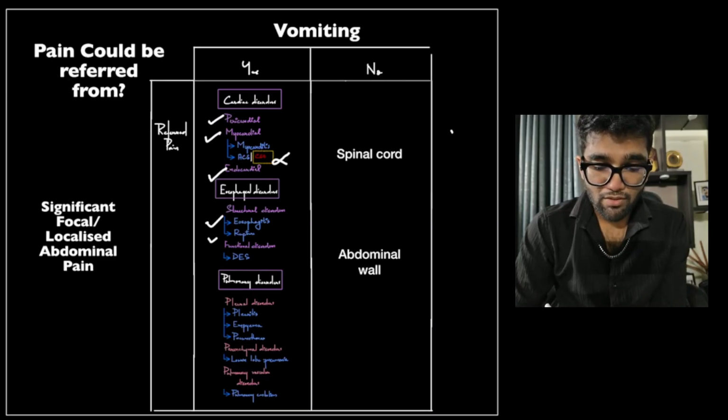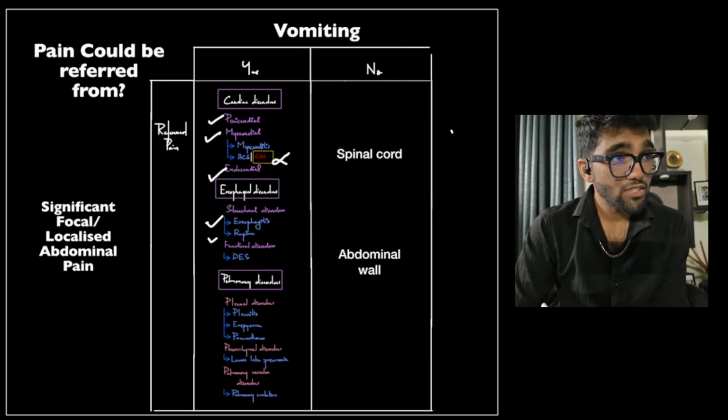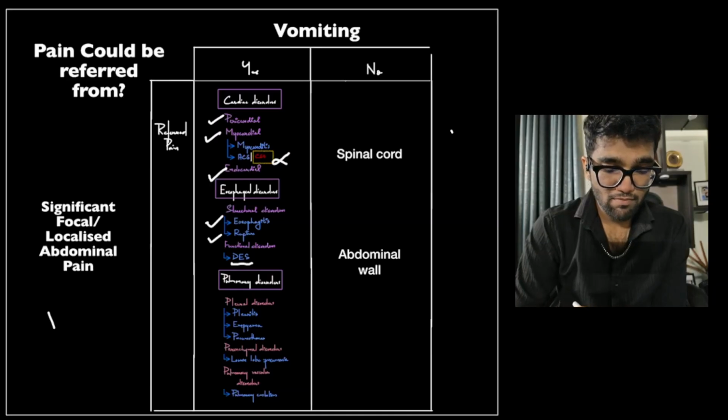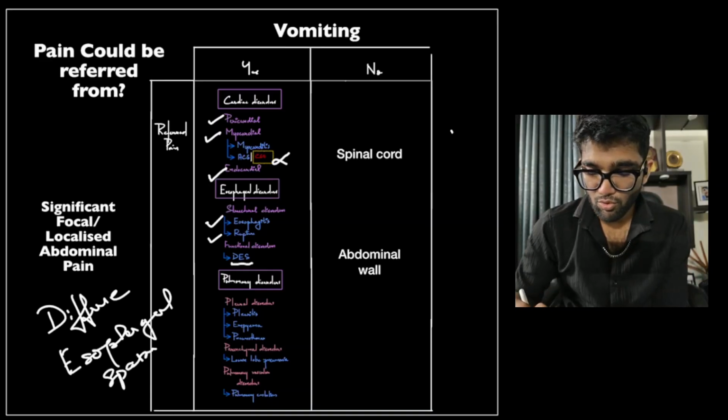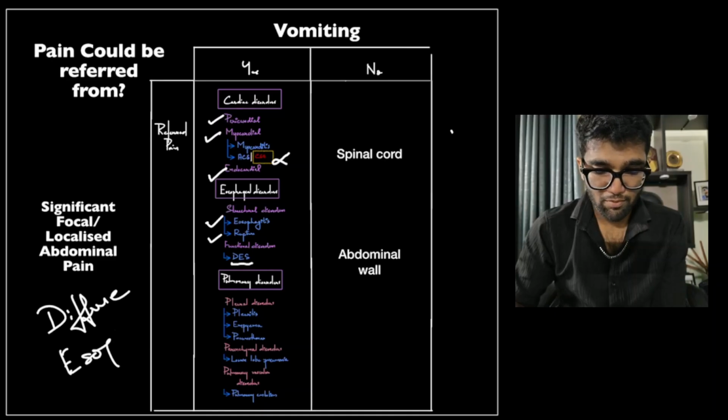Now, they could have functional disorders of the esophagus, particularly diffuse esophageal spasm. So DES stands for diffuse esophageal spasm. Okay, so these are the disorders that you could technically have as the causes of abdominal pain.